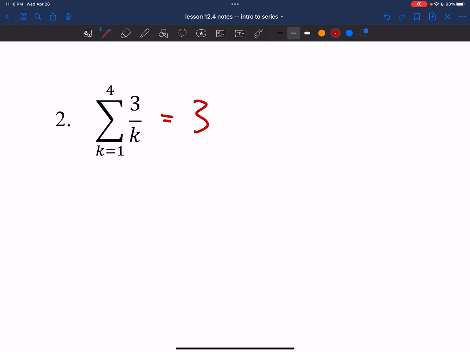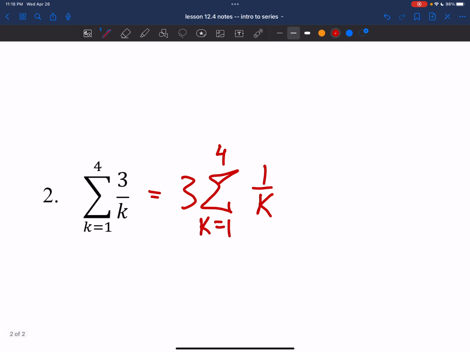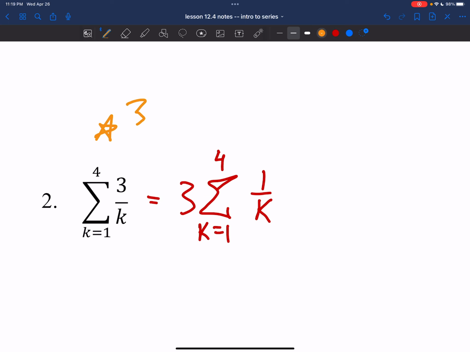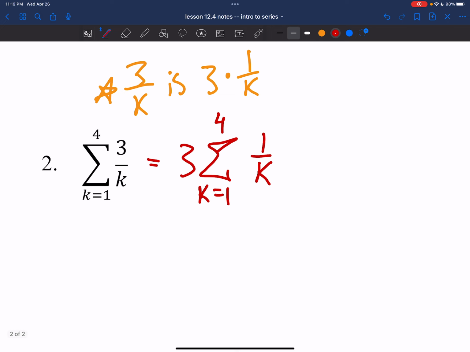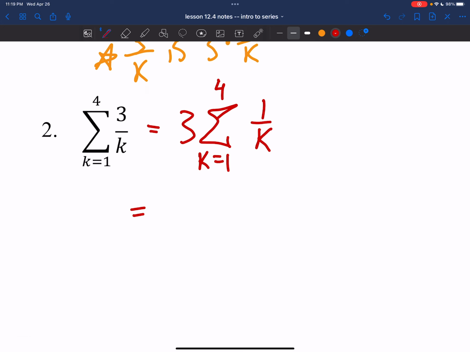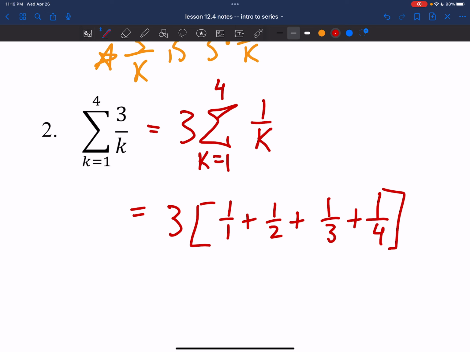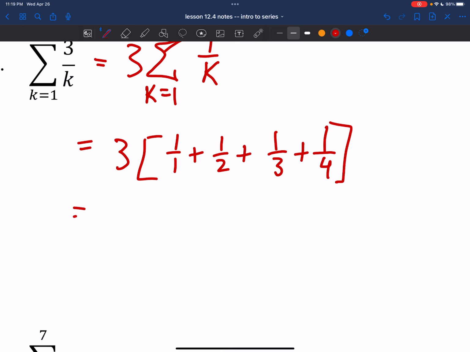Equals 3 times sigma 1 over k. You say, whoa, my God, Mr. Spake, you're moving too fast. What are you doing? I said, again, I used that rule because, and I'm going to write this up here, 3 over k is 3 times 1 over k. So you can use that rule of factoring out the constant, right? 3 is the constant. I factor that out of the series. And then I just have 3 times 1 over 1 plus 1 over 2 plus 1 over 3 plus 1 over 4.